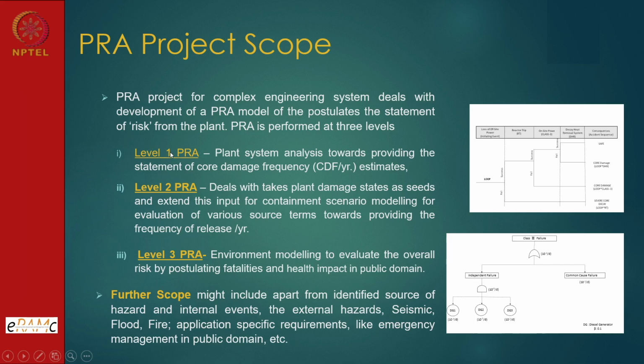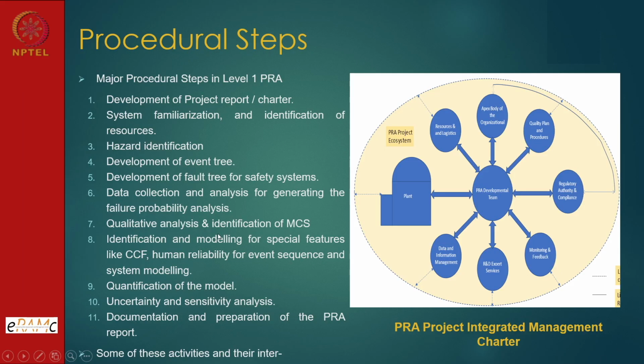Most of the nuclear power plants the world over have level 1 PRA. Now there is an increasing interest in level 2 PRA also, and some examples of level 3 PRA you will find, because as far as plant operation is concerned, maximum benefit comes from level 1 PRA. Further, the scope is expanding to include external hazards like seismic, flood and fire, and application-specific requirements like emergency management in the public domain. So this is all the scope, and our ecosystem is developing this fault tree, event tree, and so on.